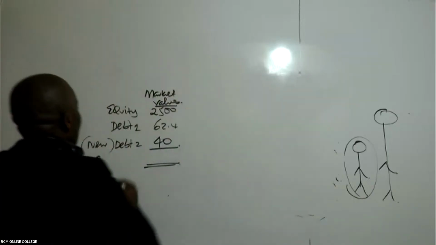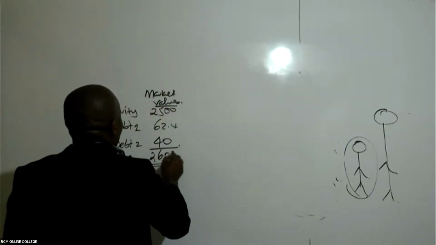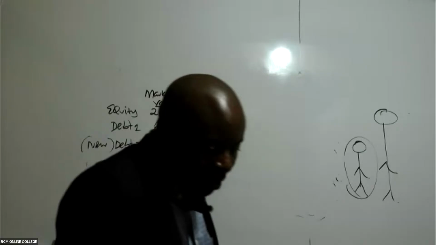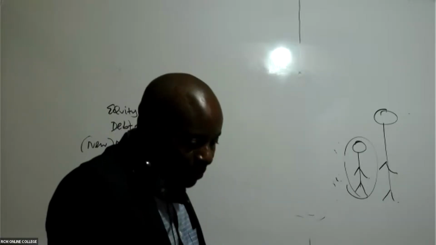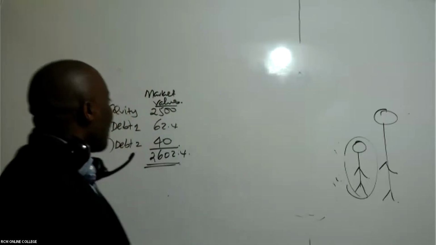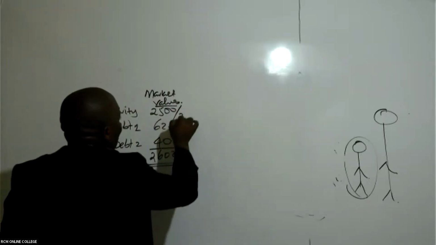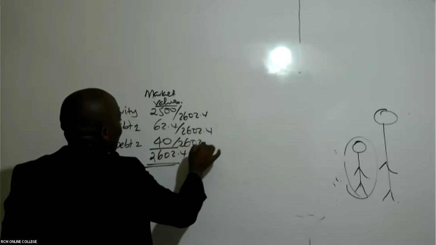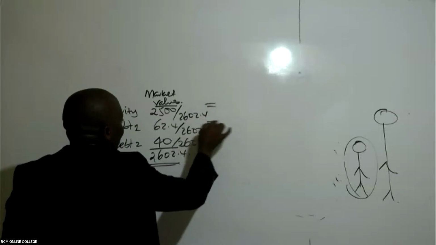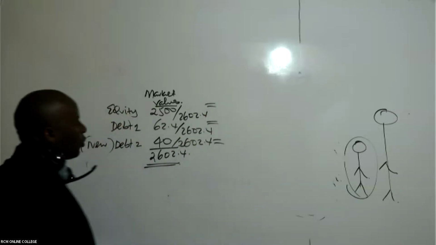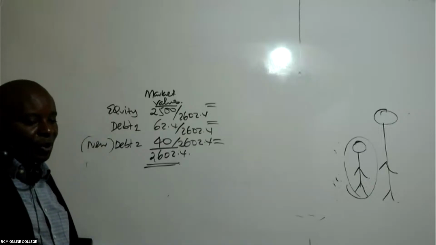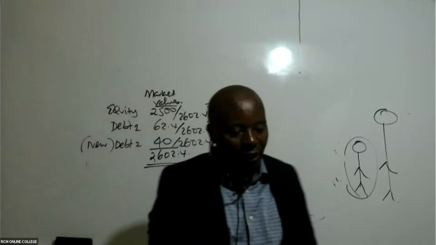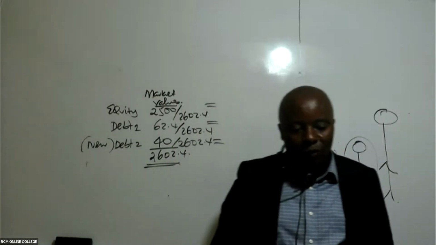2602.4. I hope everybody has this figure, 2602.4. So please go ahead and convert this to weights. Divide each by 2602.4. Is there someone who can give me these weights in 4 decimal places? I expect this from all of you, 4 decimal places.